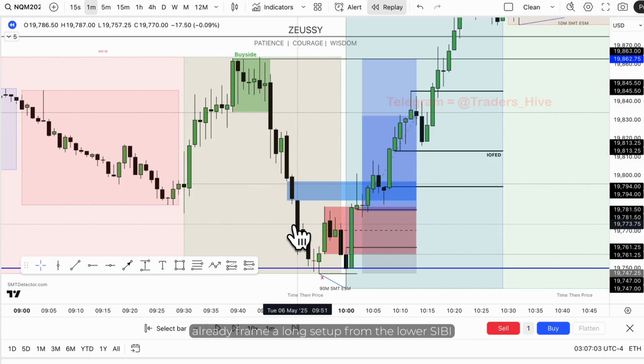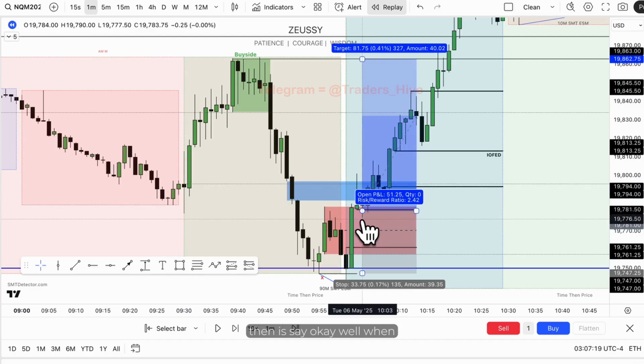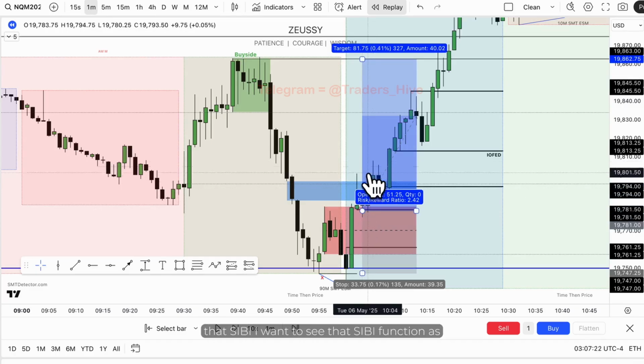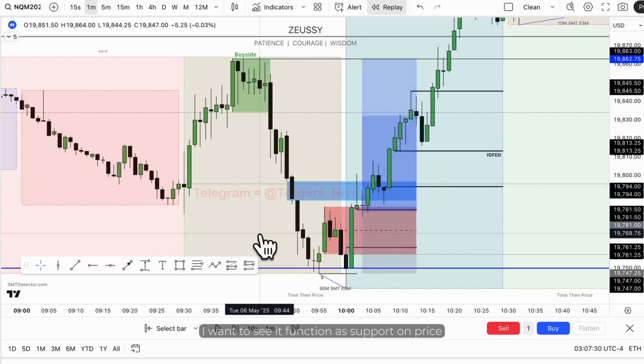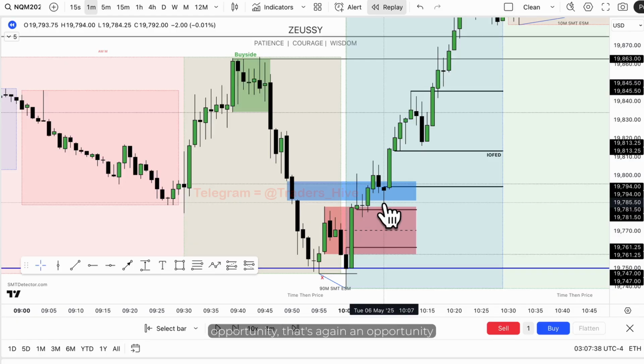I can already frame a long setup from the lower CB once we displace through that. But when we displace through the higher CB, that's when I know, okay, price is now actually in a buy program and it's absolutely 130% confirmed. So what I can do then is say, okay, when the market closes outside of that CB, I want to see that CB function as an inversion value gap. I want to see it function as support in price. Therefore, when the market eventually retraces right here, that's again a potential buying opportunity. That's again an opportunity to get long if you weren't long yet.